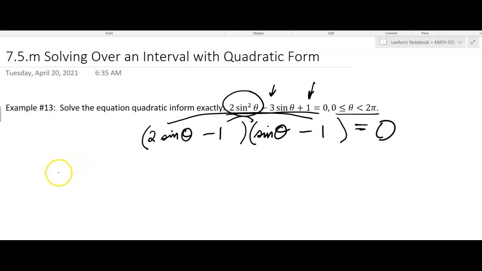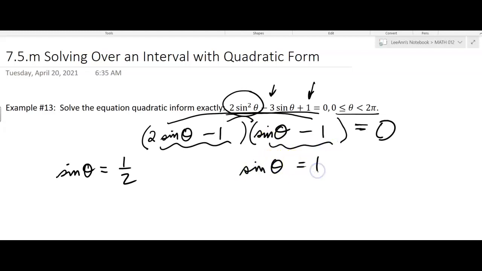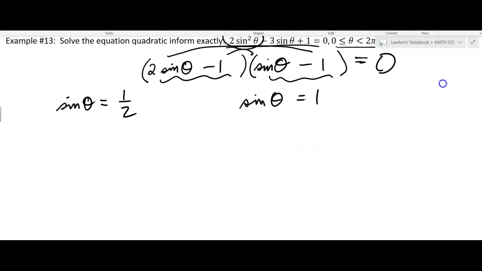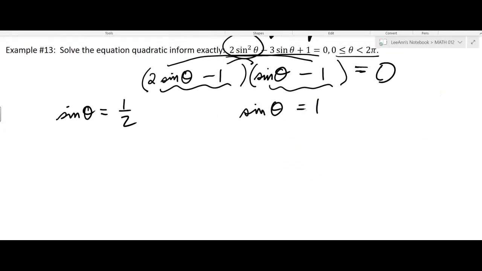So we have sine theta is equal to 1/2. That comes from this one. You could write that out as an equation and solve it. And then we have this one that would say sine theta equals 1. So then we're going to think about the interval 0 to 2 pi and what angles we get.